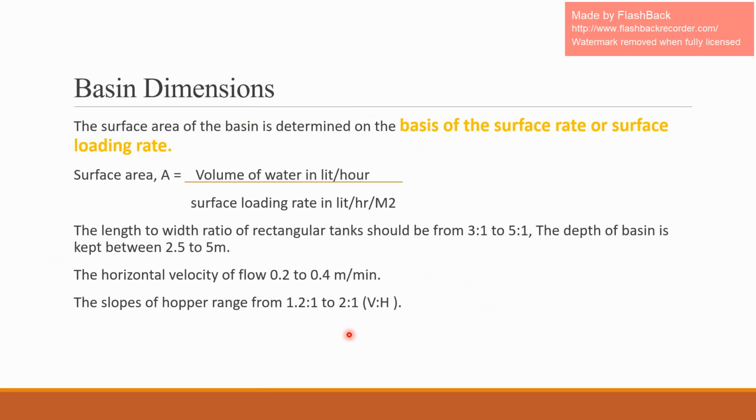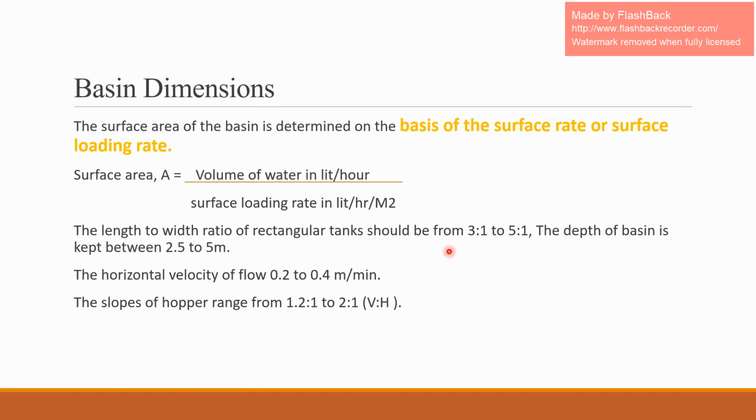Next one is basin dimensions. Basin dimensions are determined by how much quantity of wastewater or water you are loading in the sedimentation tank. The sedimentation tank surface area is given as A equals volume of water in liters per hour divided by surface loading in liters per hour per meter square. Again, there are certain assumptions we can make here.